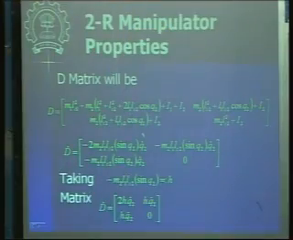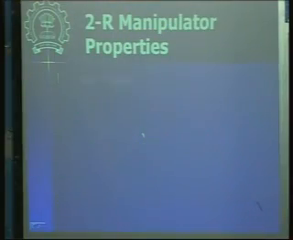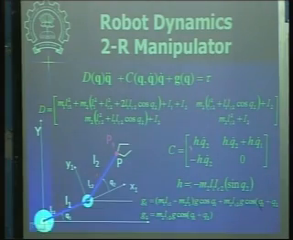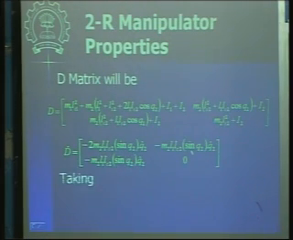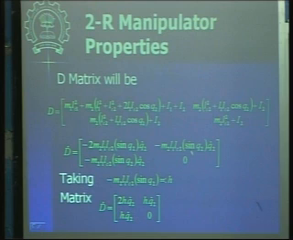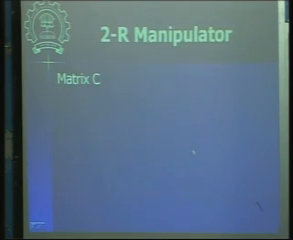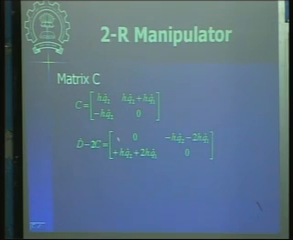Okay. Now do you see any kind of similarity between this D dot matrix and C matrix? Just see what is your expression for C matrix. This was the C matrix, and your D dot matrix is this. So you will find this matrix C and D.